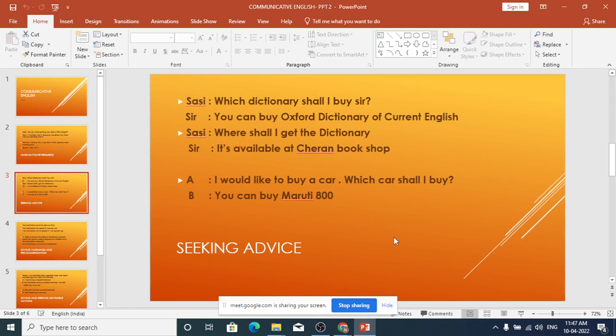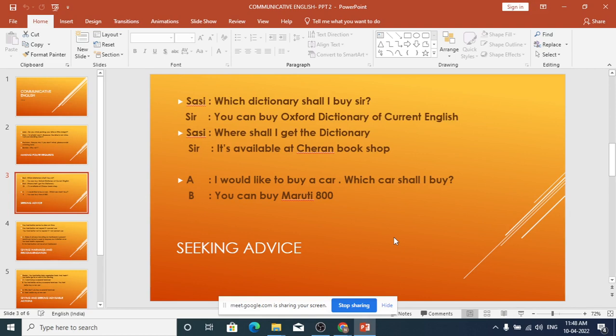Okay. Next, one more situation is, I would like to buy a car. Which car shall I buy? B says, you can buy Maruti 800. So, here we are asking for advice. The starting point is: Which dictionary shall I buy? Which car shall I buy? Or where shall I get the dictionary? So you can start off with which, where, why, how. With this you can make a sentence and seek some suggestions.